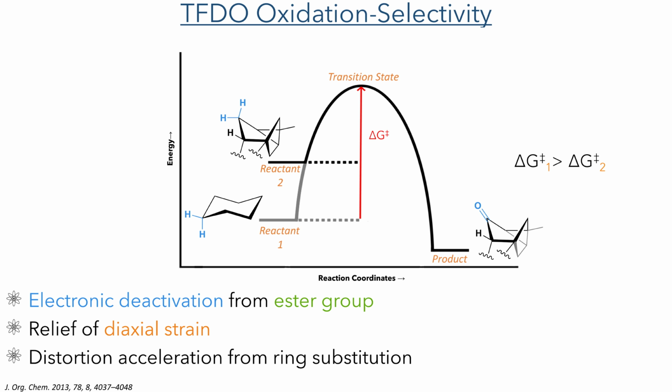A third factor that we can consider is distortion acceleration. This effect arises from the heavy substitution of the ring, which distorts its conformation away from the more stable chair conformation. This distortion favours a conformation which more closely resembles the transition state, and therefore lowers the energy of activation needed for the transformation to occur. This is similar to the entatic state model, often used in bioinorganic chemistry to explain the reactivity of certain metalloenzymes.